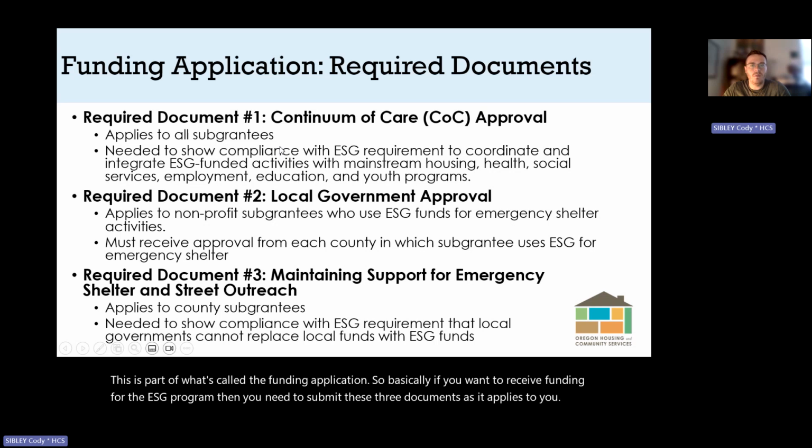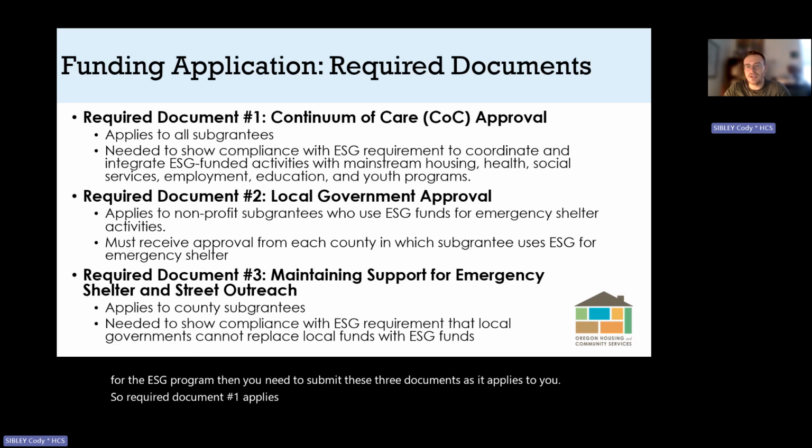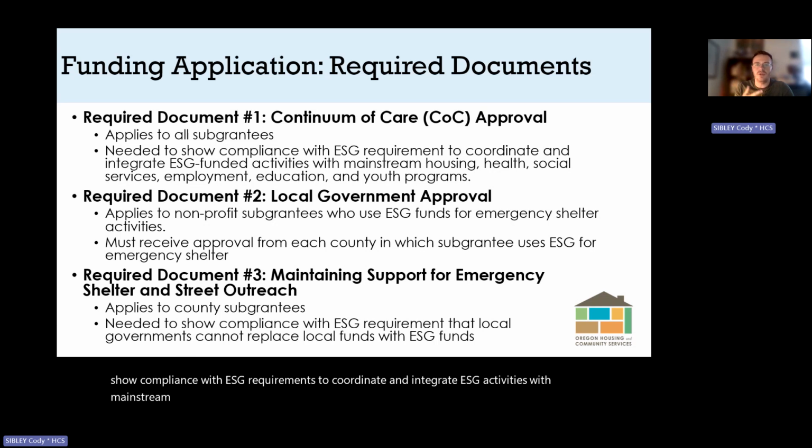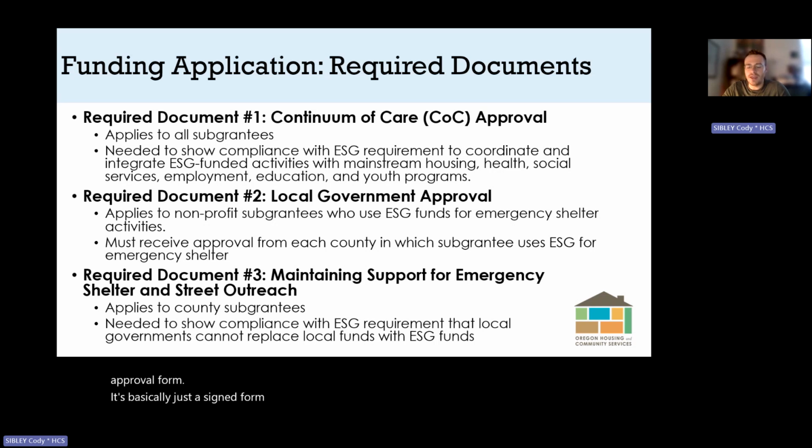So required document number 1 applies to all subgrantees. So it's just COC approval. It's needed to show compliance with ESG requirements to coordinate and integrate ESG activities with mainstream housing, health, employment, education programs, etc. So yeah, it's an approval form. It's basically just a signed form that you get from your COC. You get it on the OHCS website. You send it to the COC for approval, and then you give it to us.